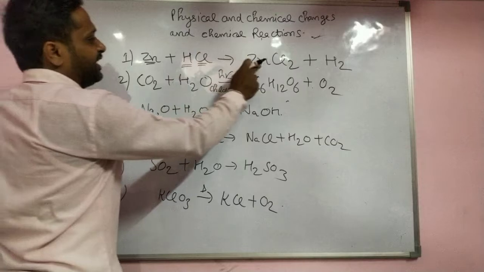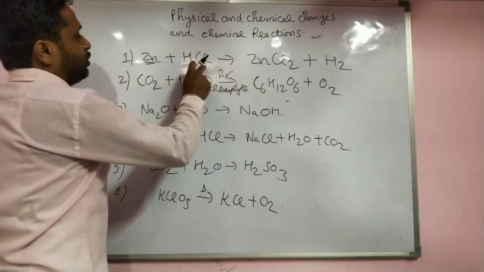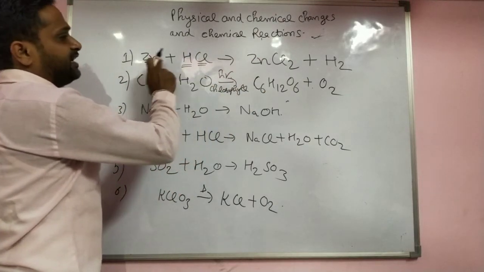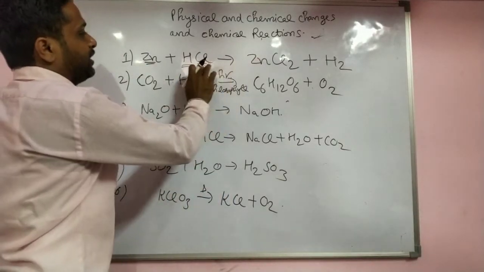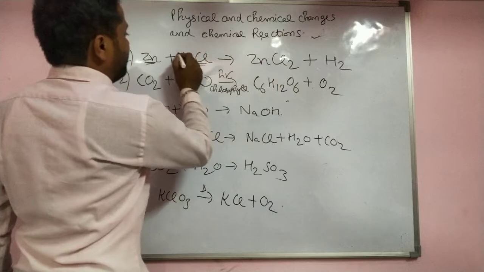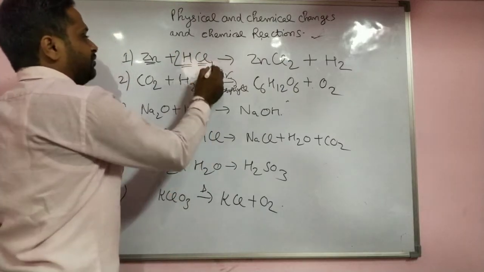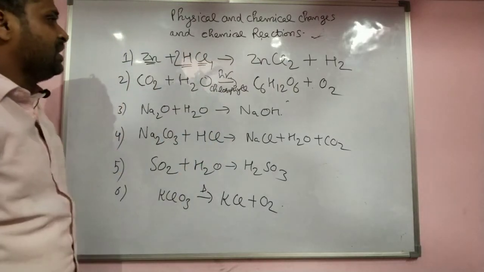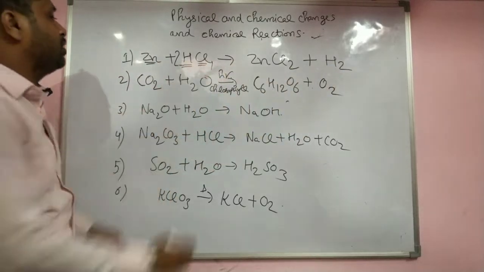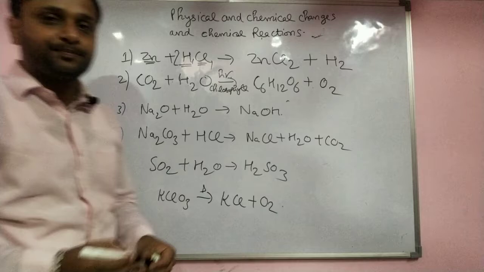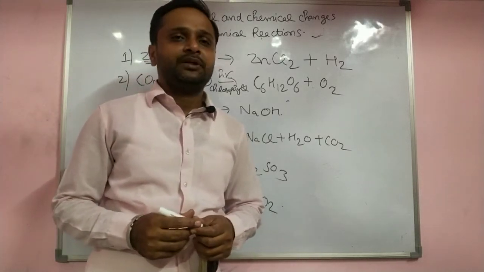Here zinc 1, here zinc 1. Then after zinc you have to count the chlorine. Zinc is the same on both sides. Chlorine 1, chlorine 2. Then you have to multiply with 2 in front. 1 into 2. Now chlorine is balanced. Now you see the hydrogen. How many hydrogen? 2. Here also 2. Now it is balanced. Very easy reaction, students.